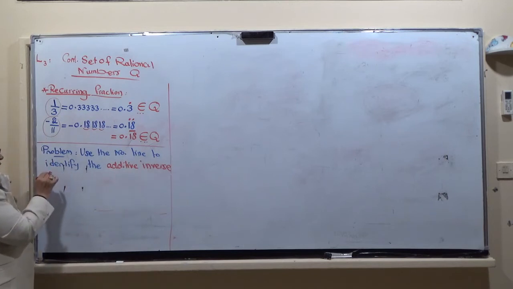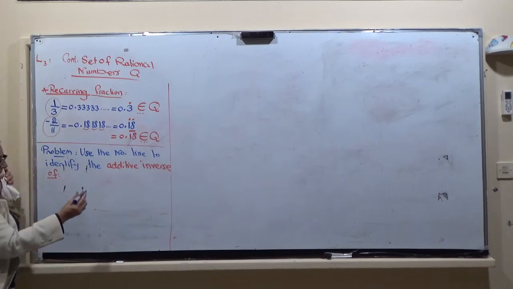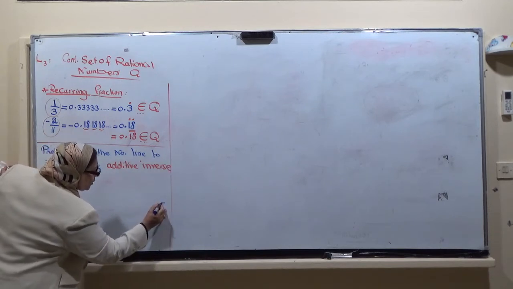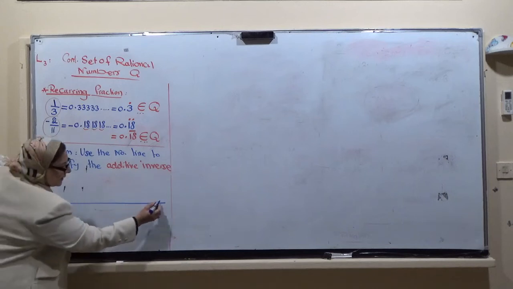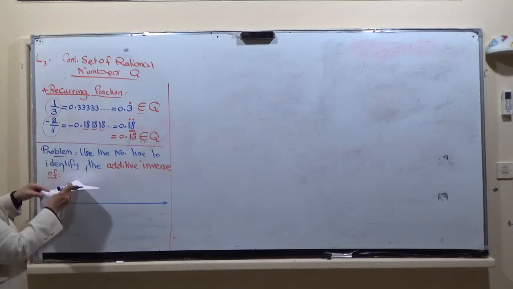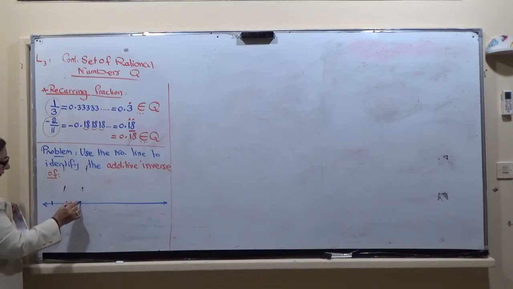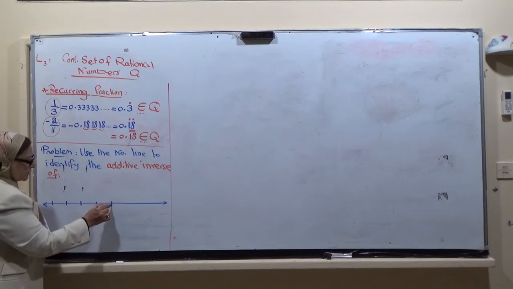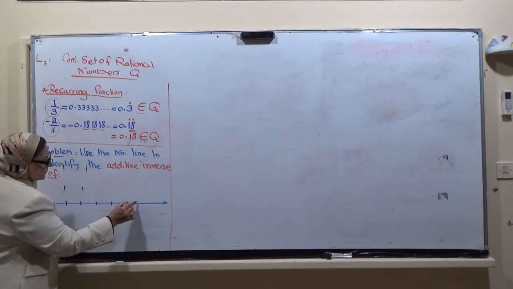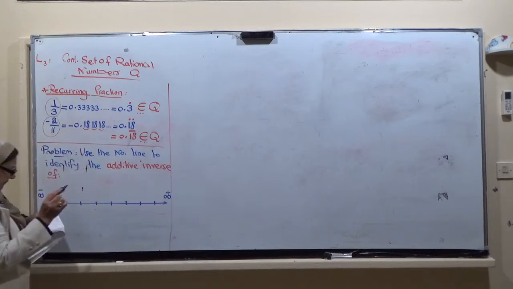Additive inverse of each of the following. And it gives us a straight line like this. Let me arrange it as in the book. You have here 1, 2, 3, 4, equidistant. This is the decreasing direction. This is increasing up to infinity.